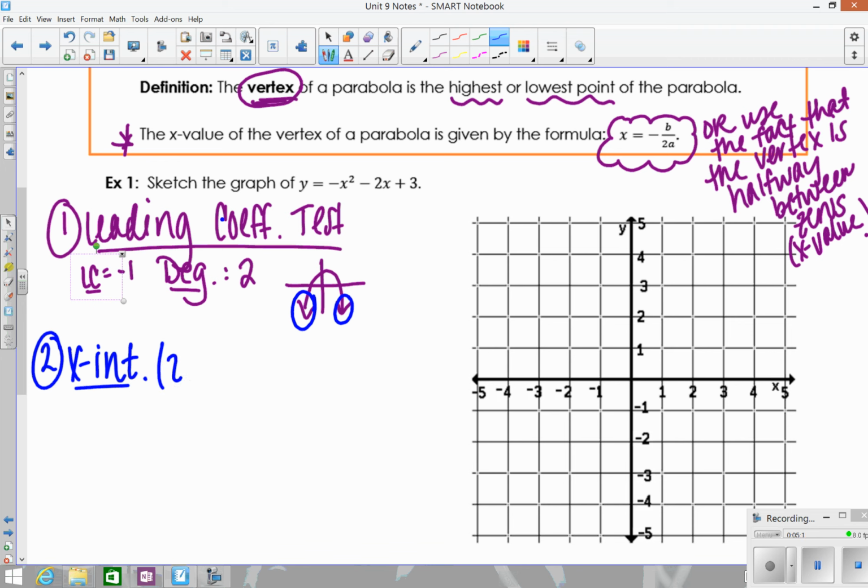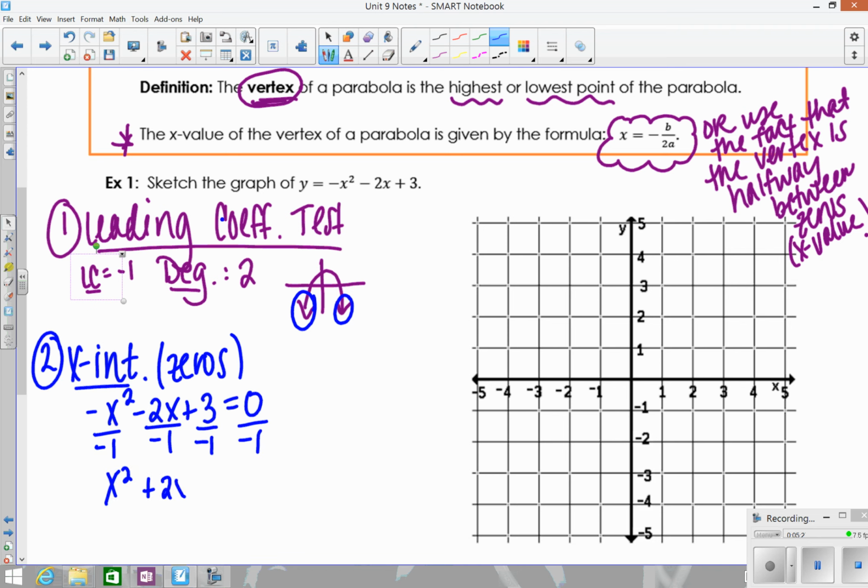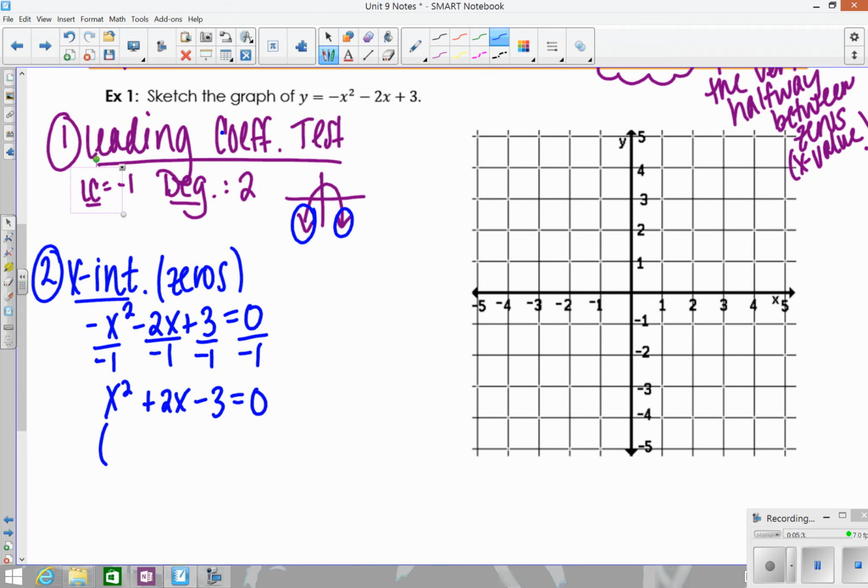So we're going to find those zeros. We're going to take our equation and set it equal to 0 and solve it. So I need to get a 1 out in front here so that I can factor this. So I'm dividing everything by -1, or essentially just flipping the signs. And then I'm going to be able to factor this. We're going to have opposite signs, add to 2, multiply to -3. So we're going to have +3, -1.